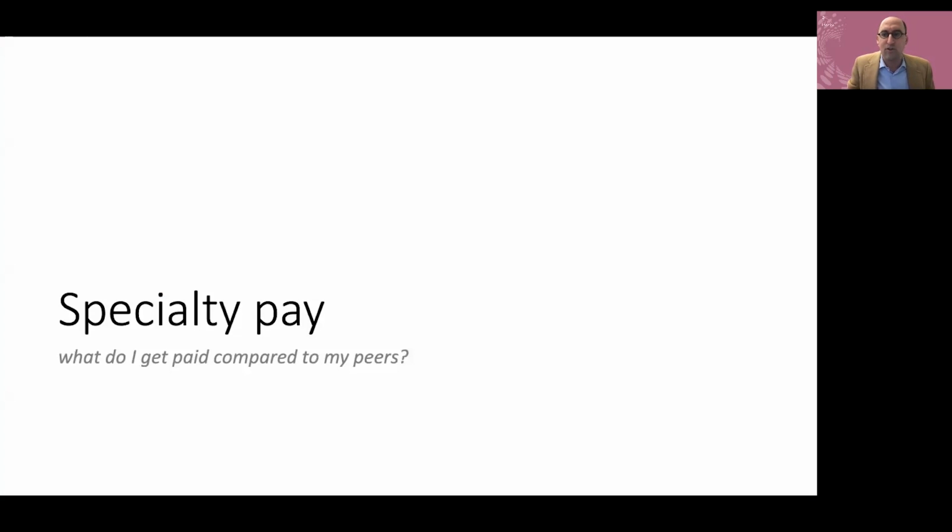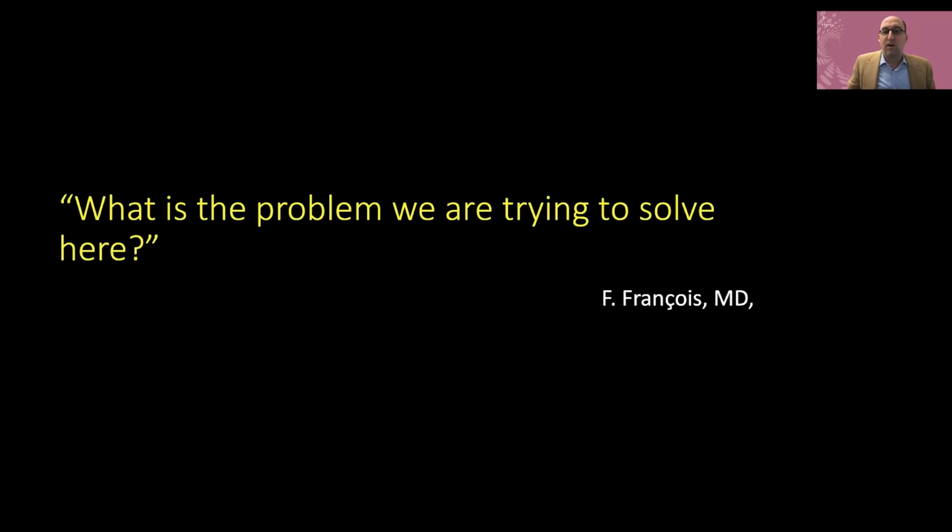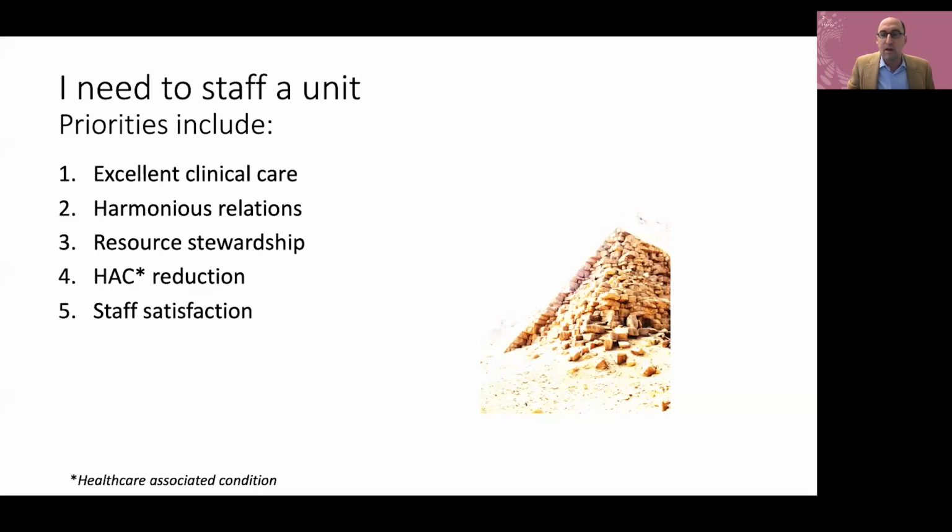So touching on specialty pay, the first place I'd start is with what my CMO presents me with as a question all the time. What is the problem we are trying to solve here? It's such a fundamental question, but it's important because it informs the answers that we want. So we need to think about what the problems are with ICU reimbursement, what our goals are, and how best to achieve them. If I'm going to staff an ICU, I have a litany of ICU concerns that I want to address. So those may be excellent clinical care, harmonious relationships between services, the stewardship of resources, reduction in healthcare associated conditions, my staff satisfaction.